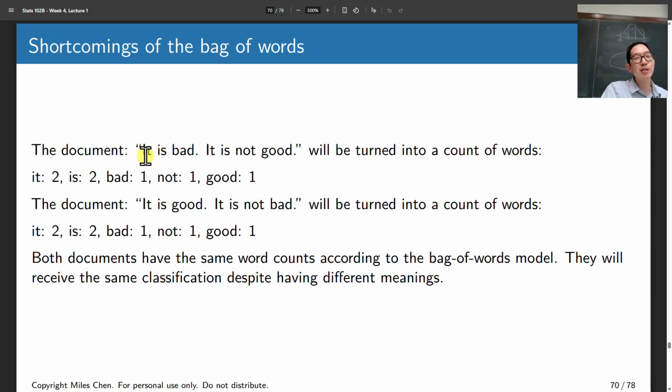If you have these 2 documents, like "it is bad, it is not good," and another document, "it is good, it is not bad," these have opposite meanings. But as far as the bag of words model goes, all we're doing is counting how many times each word appears. So it appears twice, is appears twice, bad appears once, not appears once, and good appears once. Okay? And so as far as these 2 documents go, they are exactly the same document in the bag of words model. Okay, so severe limitation with that.